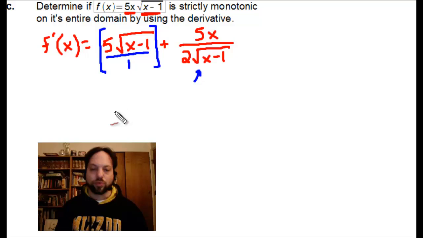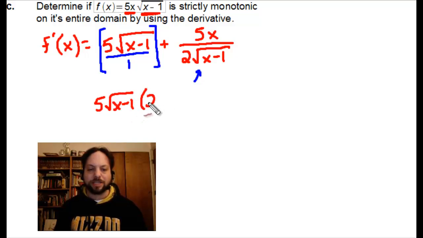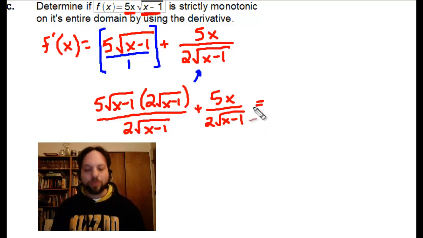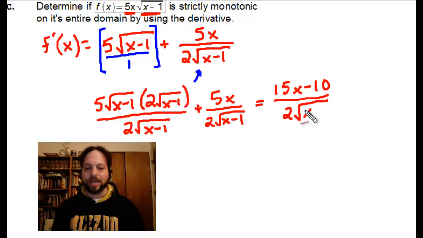And if I do that correctly, what I should end up with, let's see here, I have 5 square root of x minus 1 multiplied by 2 square root of x minus 1, and that, of course, will be over 2 square root of x minus 1. And then, of course, I have this other part hanging out, the 5x over 2 square root of x minus 1. So if I go ahead and clean this up a little bit, I'm going to leave all the algebra to you. But what we should end up with, if done correctly, is 15x minus 10 divided by 2 times the square root of the quantity x minus 1. Now, this is the derivative.